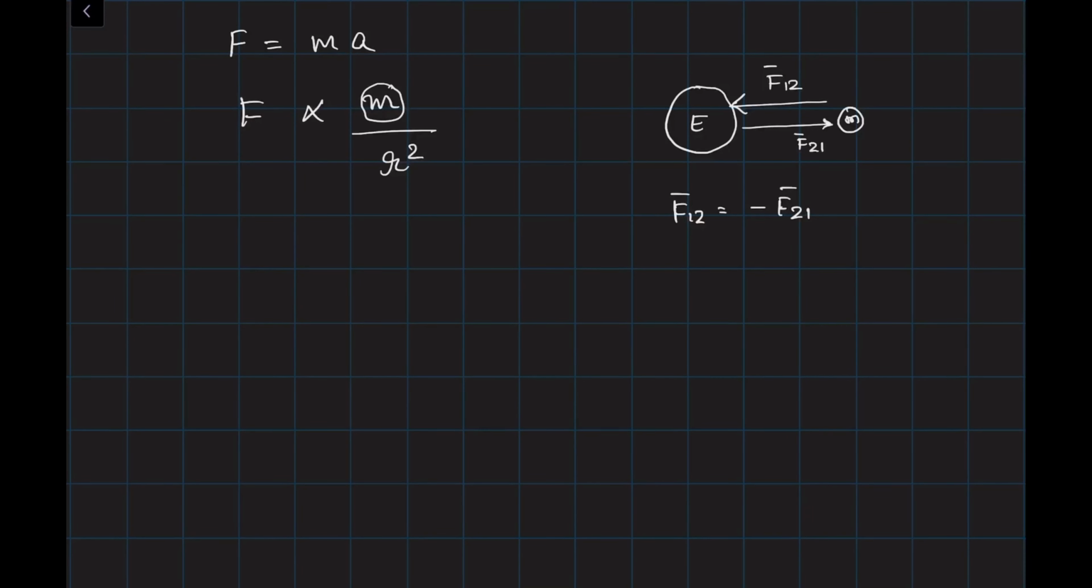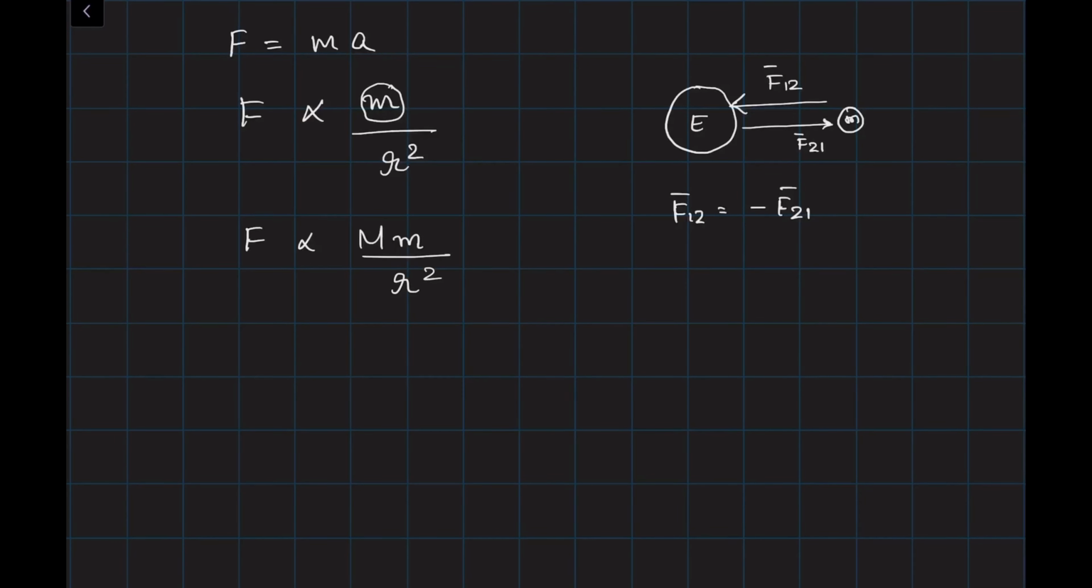So the mass we have to consider is the mass of the moon, which is small m. But we cannot write that term alone. We have to consider the mass of the Earth, because that is what the third law says. So the proportionality should go for the mass of the Earth also.